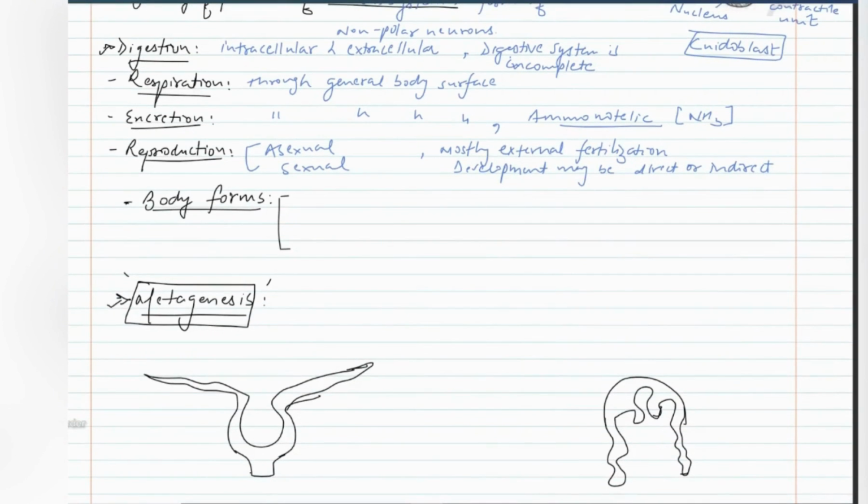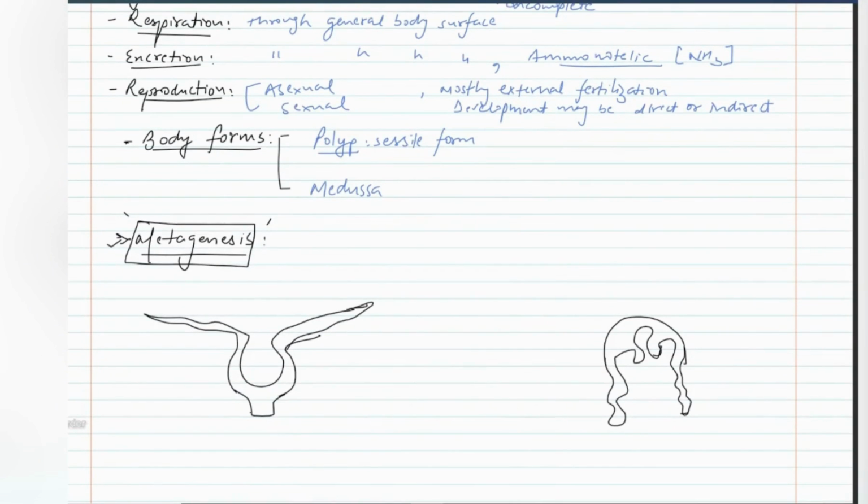Now, coelenterates exhibit two types of body forms. First is known as a polyp and second is known as a medusa. Polyp is a sessile form. Sessile means that it does not move. It is attached to a substratum. So this is the polyp form. It cannot move. Medusa form is a free living form. It is motile. It can move. So this is the medusa form.